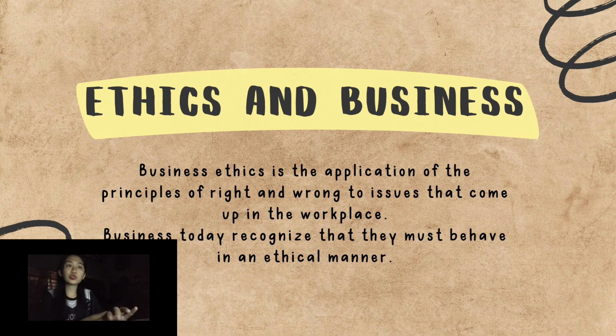So, let's proceed to ethics and business. Sabi dito, business ethics is the application of the principles of right and wrong to issues that come up in the workplace. Businesses today recognize that they must behave in an ethical manner. In simple terms, business ethics is using ideas of what is right and wrong to make decisions at work. So, paano to siya ina-apply sa work? It involves making sure that actions and decisions in a business are fair, honest, and respectful.